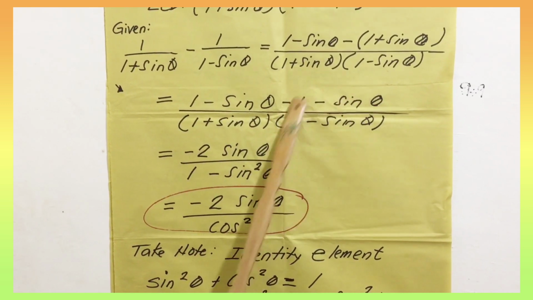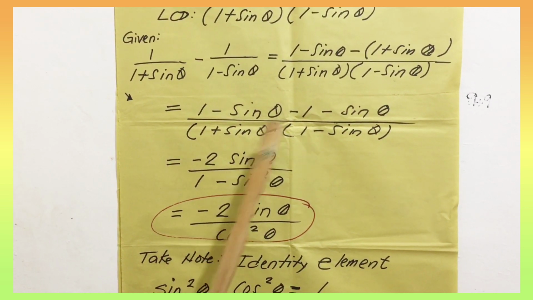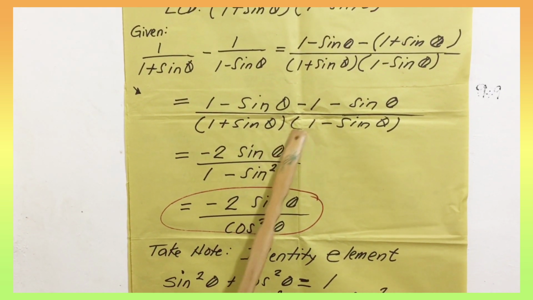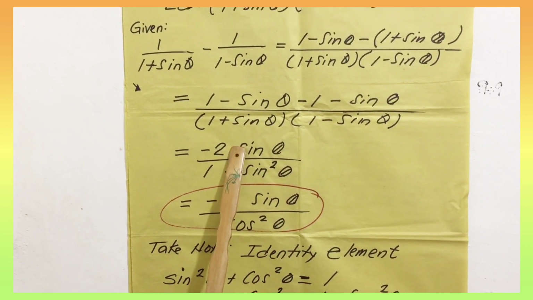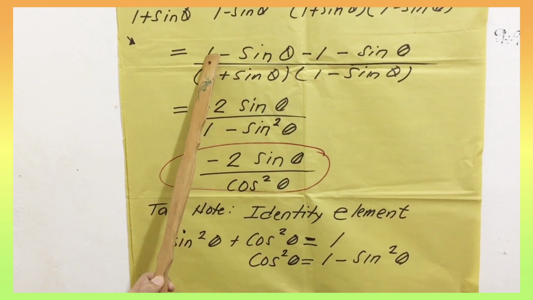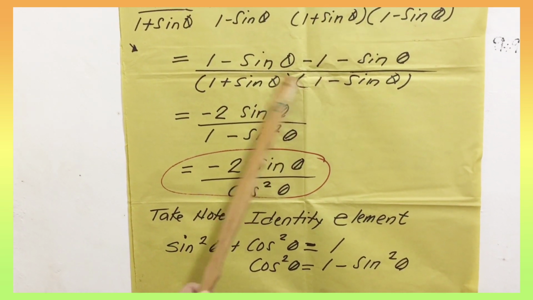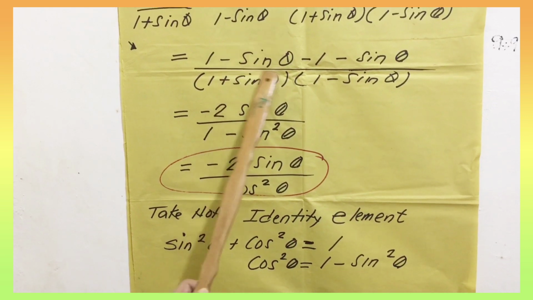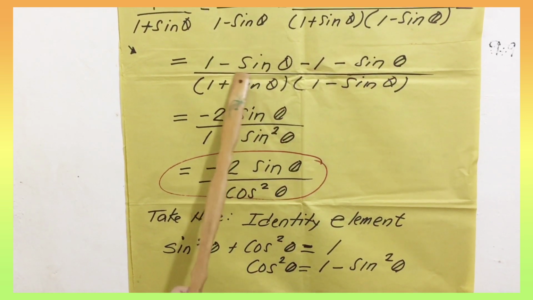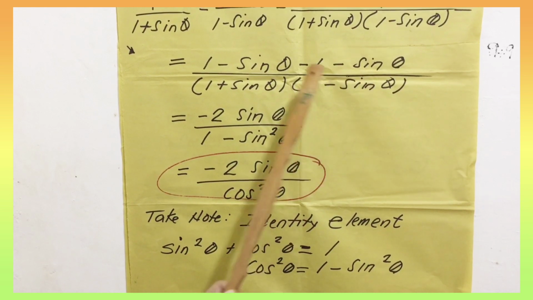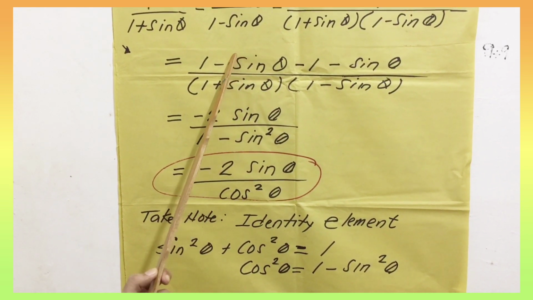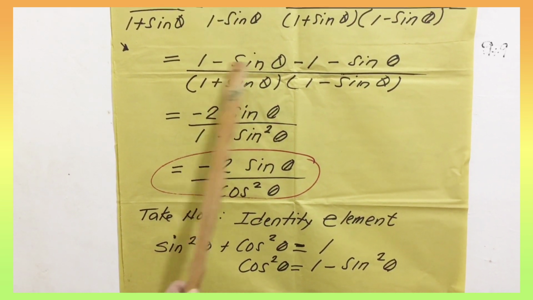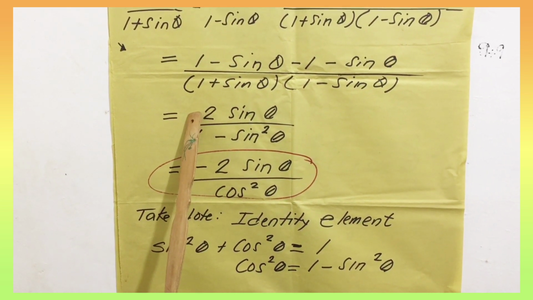Okay, no more symbols. Then just copy the denominator: 1 plus sine theta times 1 minus sine theta. Then 1 positive, then 1 negative, we're going to cancel that, so it becomes no more. Then minus sine theta, then minus sine theta, or negative sine theta, negative sine theta. So we're going to add the silent one here, so it becomes now 2 sine theta. Copy only the sign, negative.